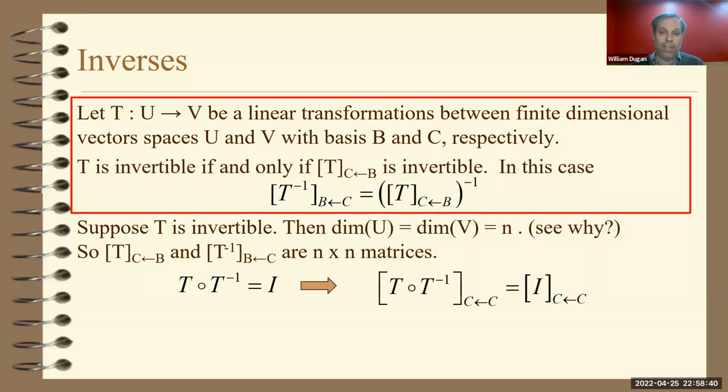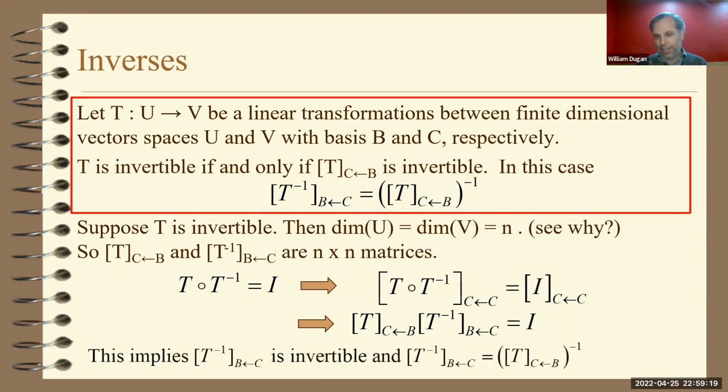But the left-hand side is a composition, and I want the matrix for it. Because of the theorem I just showed you, I can show that it's equal to a product of two matrices: the matrix of T from B to C times the matrix of the inverse from C to B. Notice how the inner ones are B, so they line up. And the matrix for I relative to C, I showed you already, is the identity matrix. Well, this is then the product of two n by n matrices that equals the identity. We know from a previous theorem that those two matrices are both invertible and one is the inverse of the other. And that is the result we had to show.